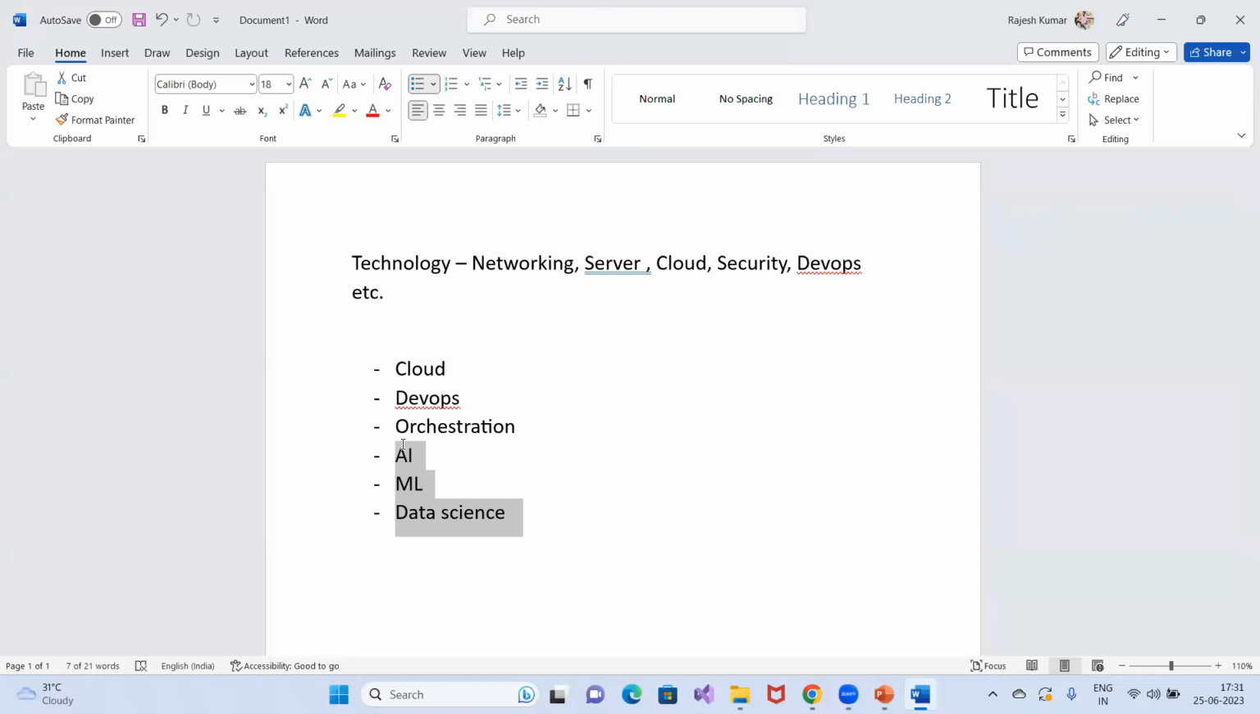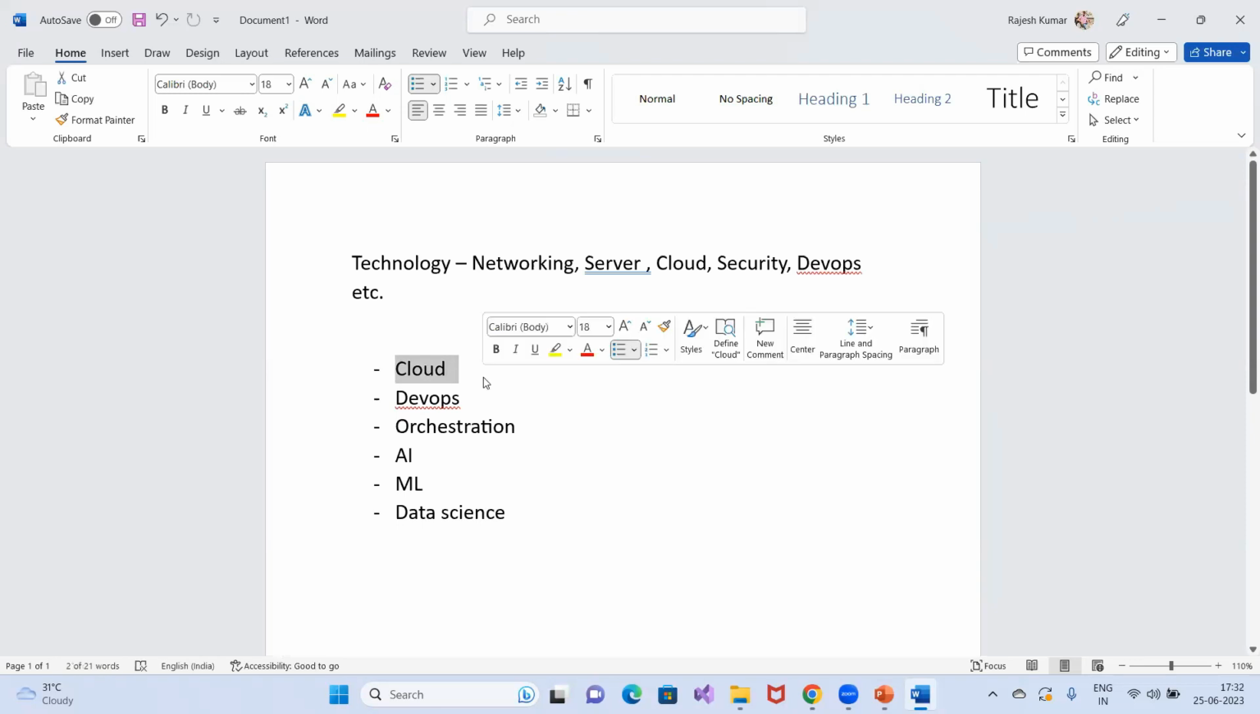So what we can do, we can switch into this particular department, this particular department, and this one. In order to switch into DevOps and orchestration, you should have prior experience in the cloud, but you don't have it. So what is left? You can go to the cloud now. Cloud is booming in the market. You can easily grab a job in cloud computing if you have the right skills, because almost every organization is migrating their platform to the cloud.